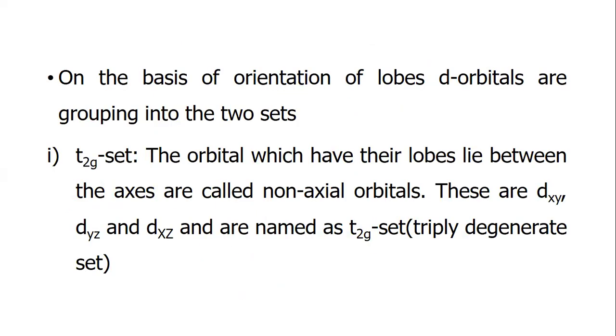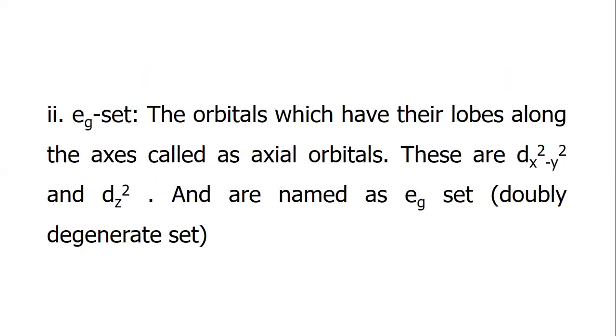On the basis of orientation of lobes, the orbitals are grouped into two sets. The t2g set: the orbitals which have their lobes in between the axes are called non-axial orbitals. These are dxy, dyz, and dzx, and are termed the t2g set, a triply degenerate set. The eg set: the orbitals which have their lobes along the axes are called axial orbitals, and these are dx2-y2 and dz2, named as the eg set, a doubly degenerate set.